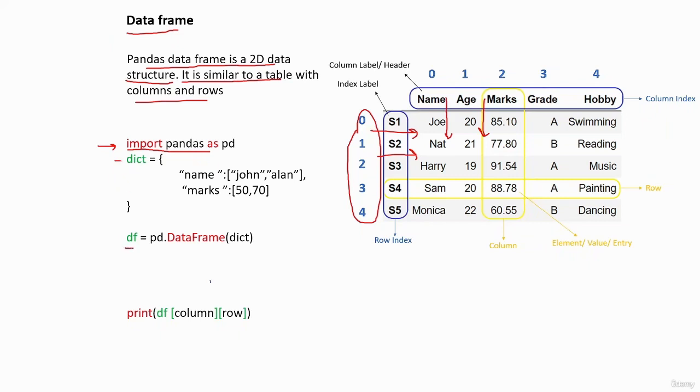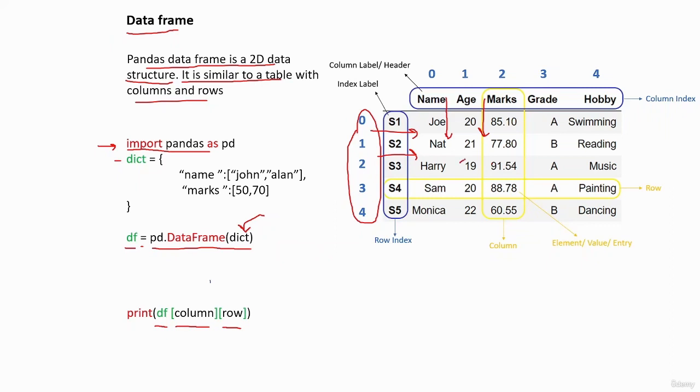Then I have specified the name of the data frame, then the assignment operator, then pd.DataFrame. Within the parentheses, I have to pass a dictionary. Now let us see how to select a specific value of a data frame. For that we have to specify the name of the data frame, then within the square brackets we have to specify the column, then again within the square brackets we have to specify the row.